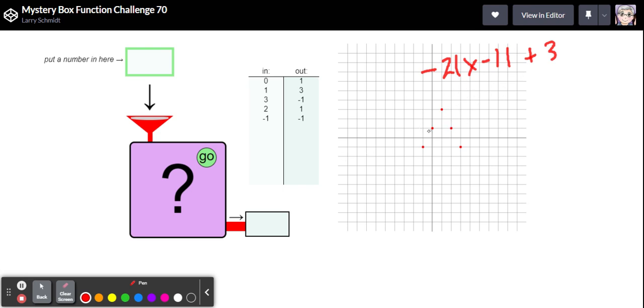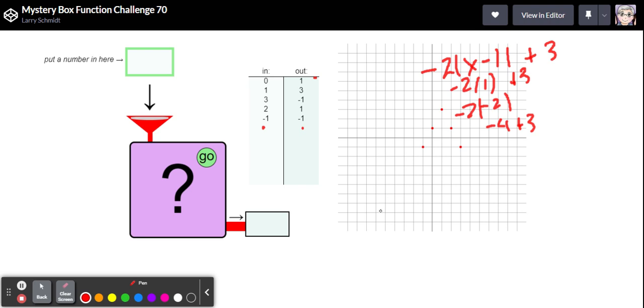So let's put in a 0 again. So now 0 minus 1 would give us -1. Take the absolute value of that, we get 1, and then we multiply that by -2, and then we add 3. So -2 plus 3 would be 1. And 0, 1. We did get that. Let's try putting in a -1. So -1 minus 1 would be -2, and then the absolute value of that is a +2. +2 times -2 is -4, and then plus 3, that would be -1, and -1 gives us -1.